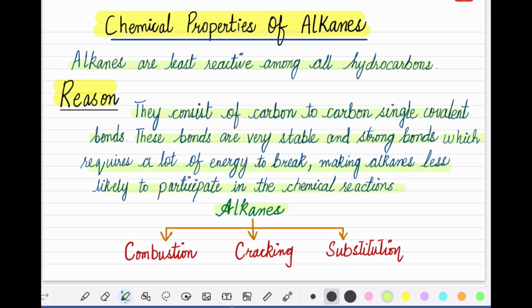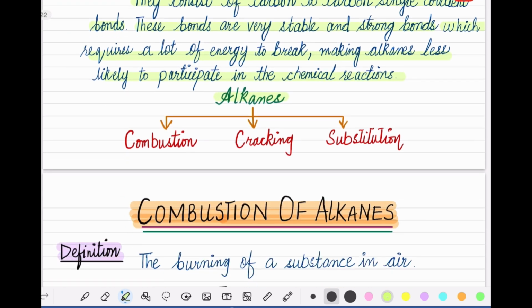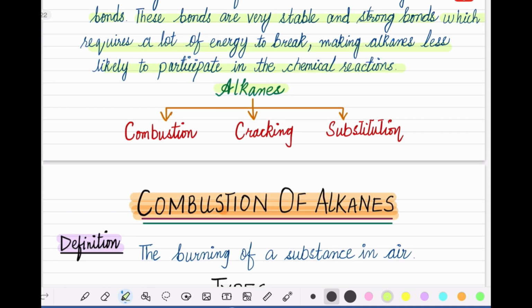Alkanes undergo three types of chemical reactions. First of all is the combustion, which involves their burning. Second is the cracking, which involves the breakdown of larger chain alkanes. And last one is the substitution, which involves the replacement of hydrogen atoms of alkanes with the other atoms.